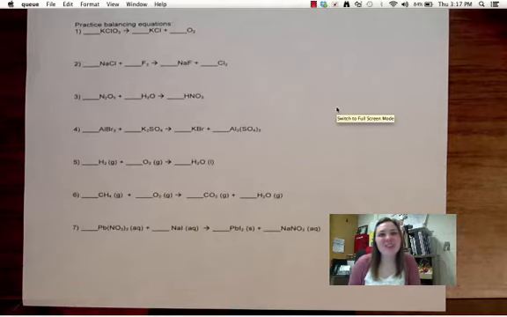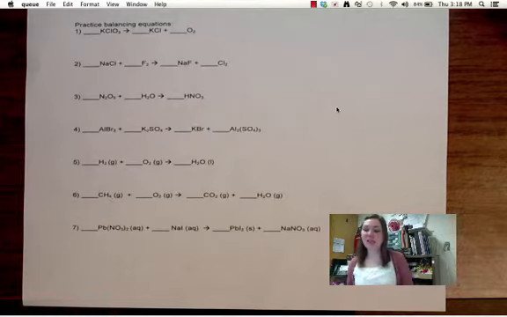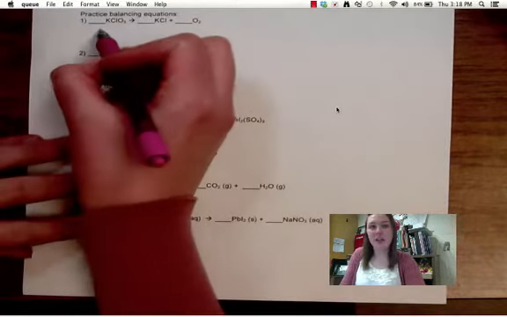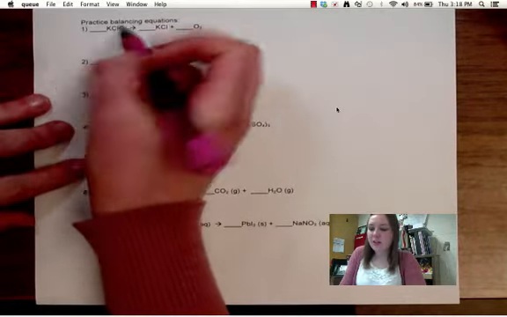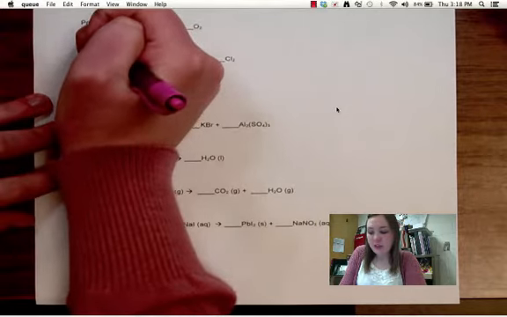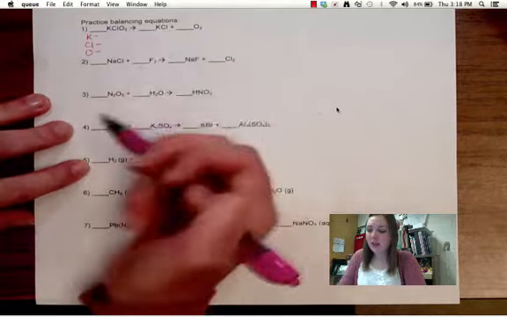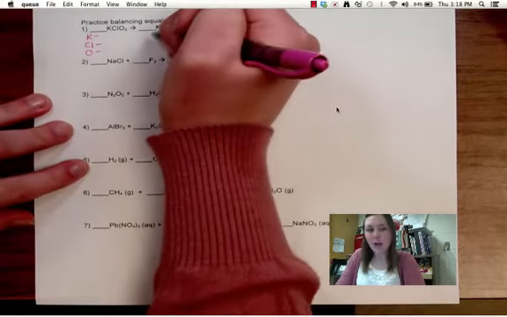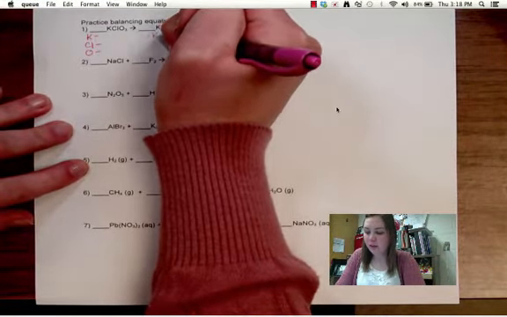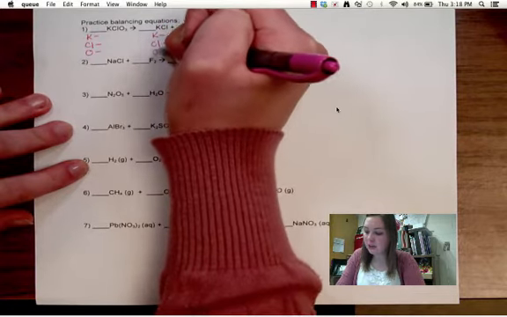Hi guys. So in part one, Miss Lowther showed you how to balance equations, and now we're going to take those rules that we learned in part one and apply them to balancing real equations. So what I'm going to do first here in this first example is write out which elements I have. So I have potassium, I have chlorine, and I have oxygen. And I'm going to do the same thing on the product side. So there's potassium, there's chlorine, and there's oxygen.